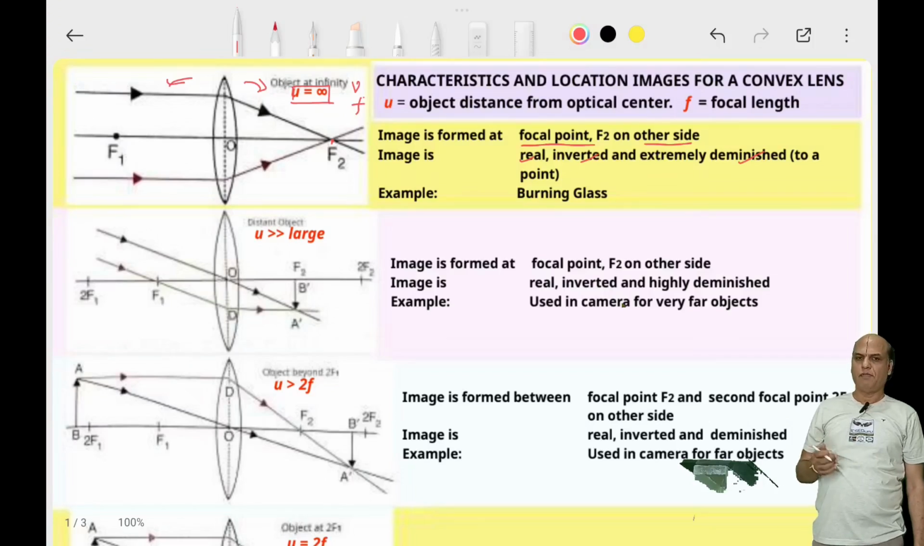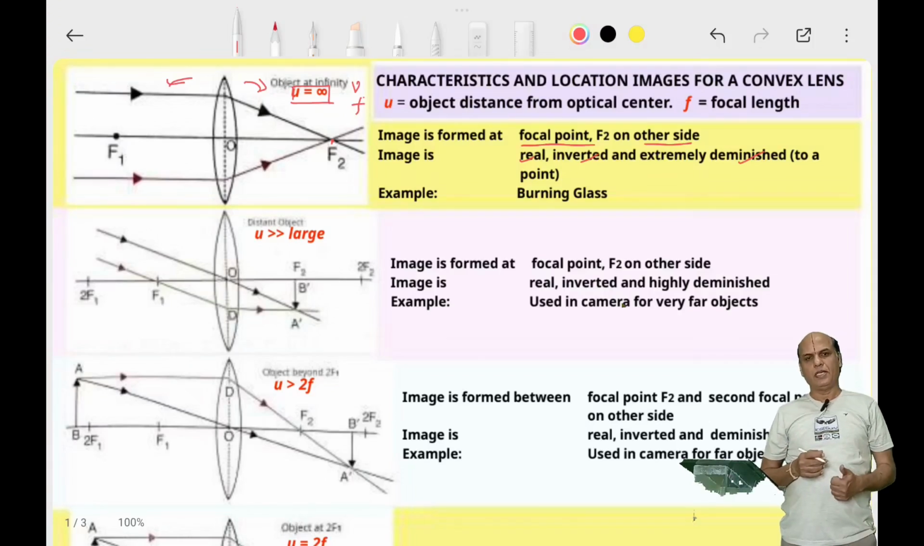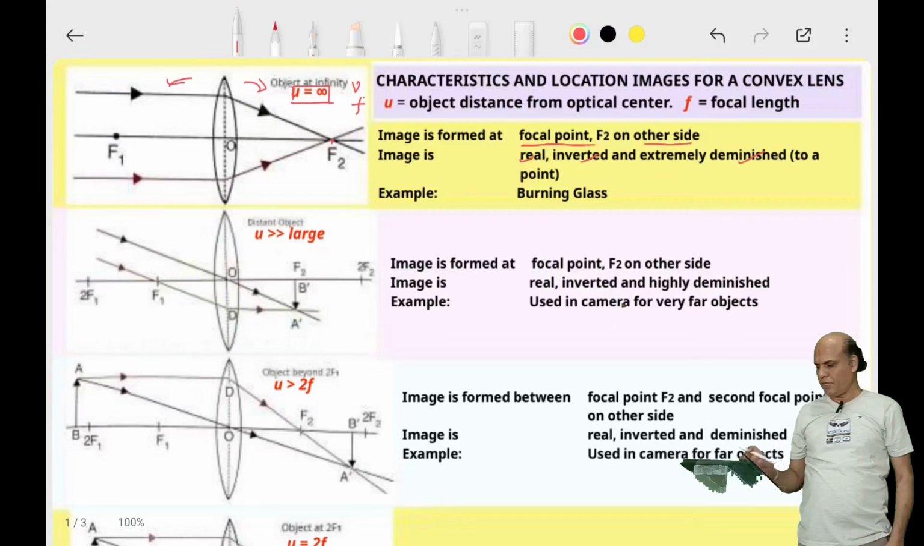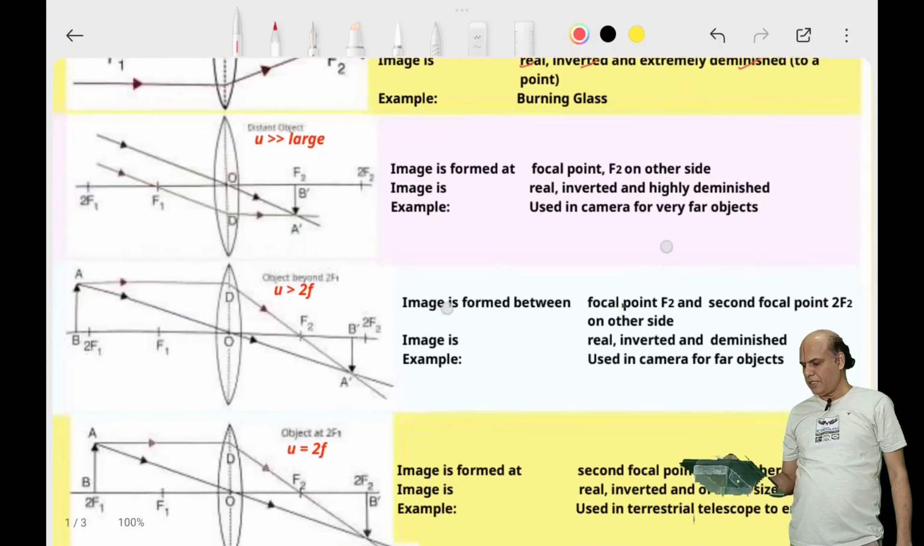So when the object is at infinite distance, the image is real, the image is formed on the other side, the image is inverted, and the image is extremely diminished, almost to a point. Now see the second case.